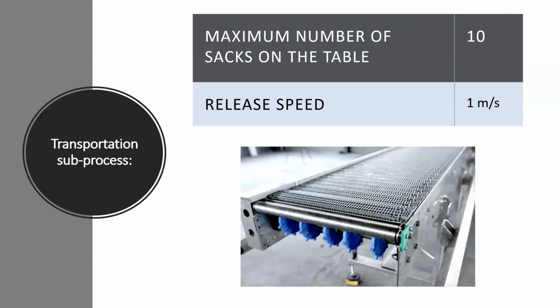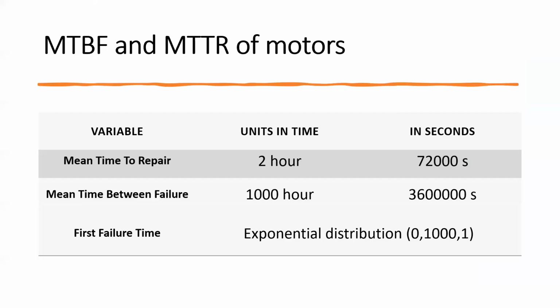For the conveyors, the velocity is 1 meter per second, with a maximum of 10 bags. For the mean time to repair and mean time between failures, we focus on the damage of the actuators in this type of environment. The mean time to repair is the time that people take to replace the motors, and the other time is the time until the motors get damaged. For the first failure, we want to use an exponential distribution in order to get a random failure.